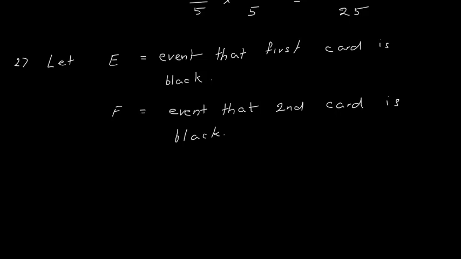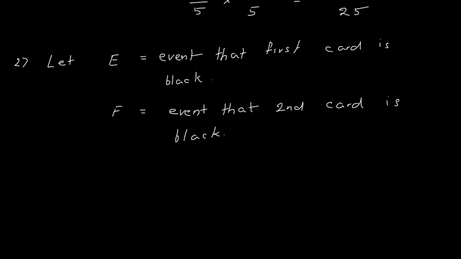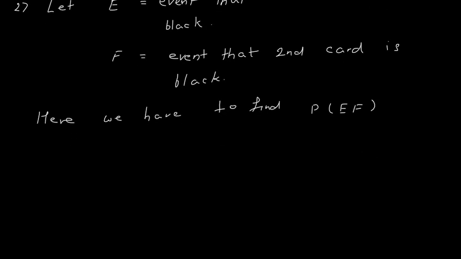Now two cards are drawn at random without replacement from a pack of 52 cards. Find the probability that both the cards are black. So here we have to find probability of EF, or I will say E intersection F. Now probability of EF is probability of E into probability of F by E. This is our formula. Okay.